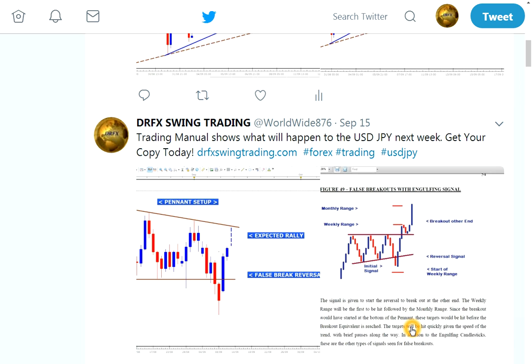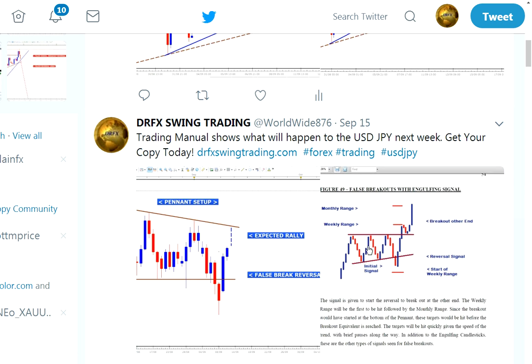Now here you can see this tweet that I had sent out on September 15th, where I had basically shown that the market had this setup on the daily chart of the US Japanese yen in the form of a pennant, and that based on the setup and based on the signal that was given at the support boundary, the market had a very high chance of rallying to resistance and then breaking out above resistance to continue a sharp breakout in favor of the US currency.